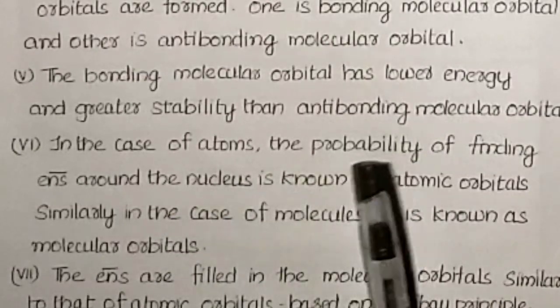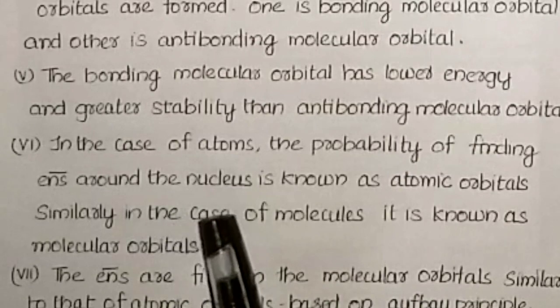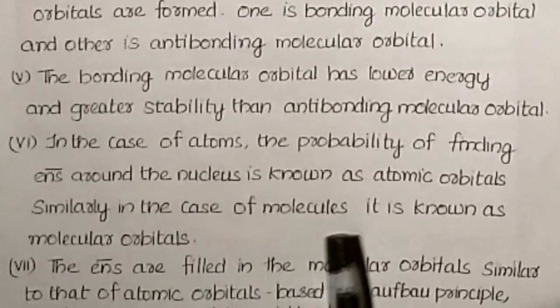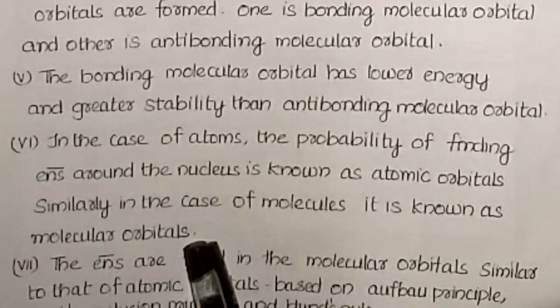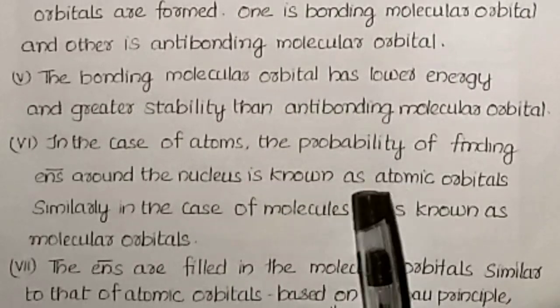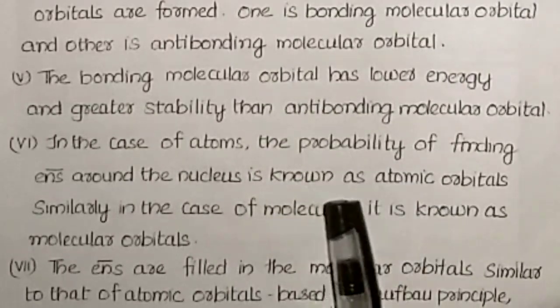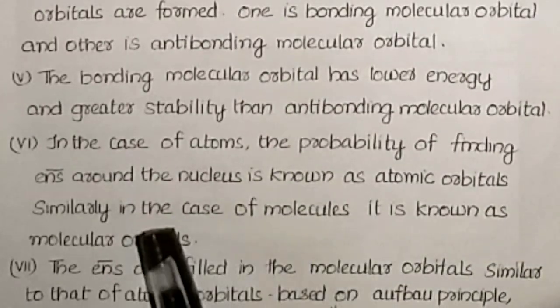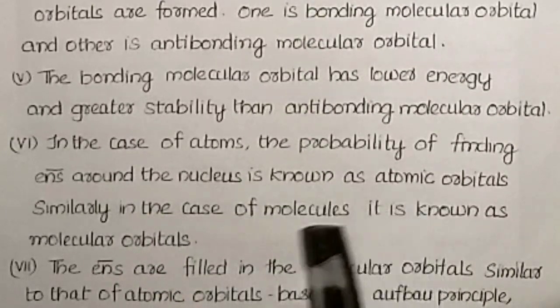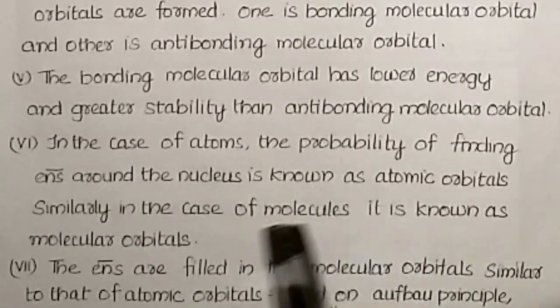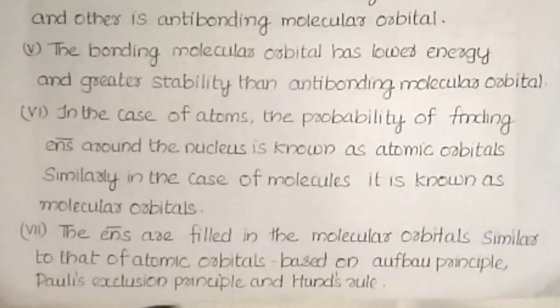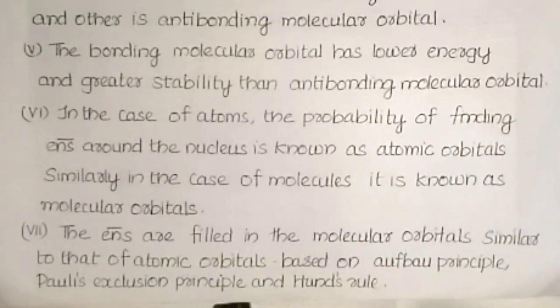In the case of atoms, the probability of finding electrons around the nucleus, that space, is known as an atomic orbital. Similarly, in the case of molecules, it is known as a molecular orbital. The electrons are filled in the molecular orbitals similar to atomic orbitals, based on the Aufbau principle, Pauli's exclusion principle and Hund's rule.